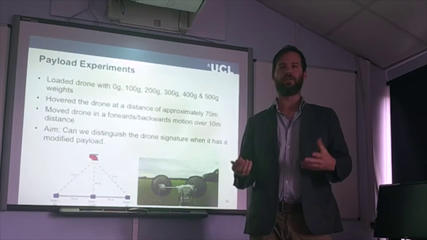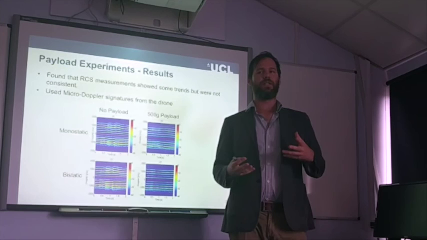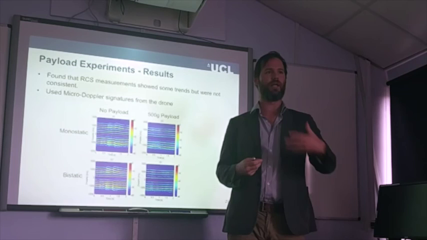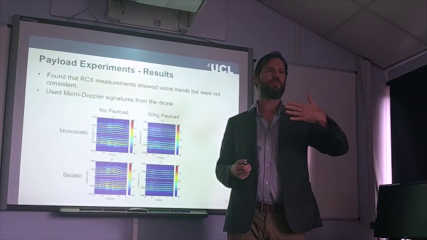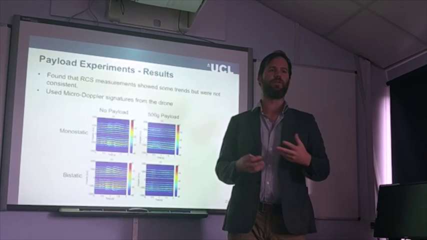Experimental results, we found that the RCS, or the amplitude of the reflections, did show a trend of increasing amplitude as you're adding more metal. Of course, you expect the amplitude to increase, but it was a bit inconclusive because the hovering wasn't perfect, so it may have had a larger reflection because it was slightly closer, or was it weighed down by more metal and further away? So that wasn't a perfect way of distinguishing or classifying.